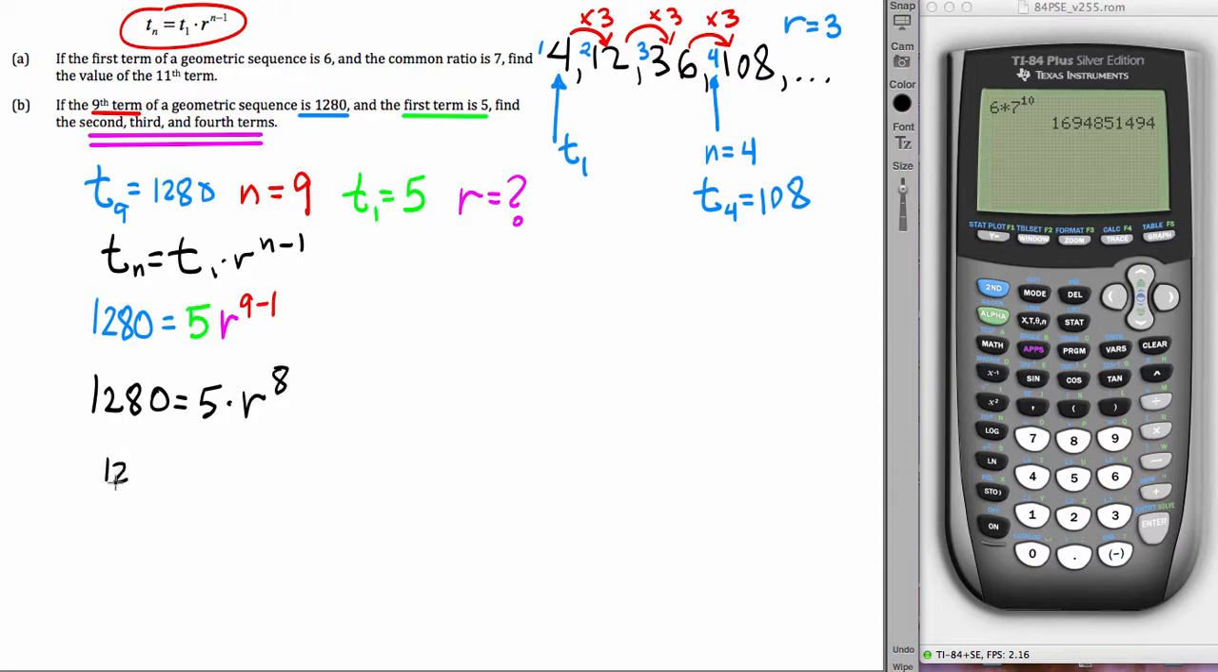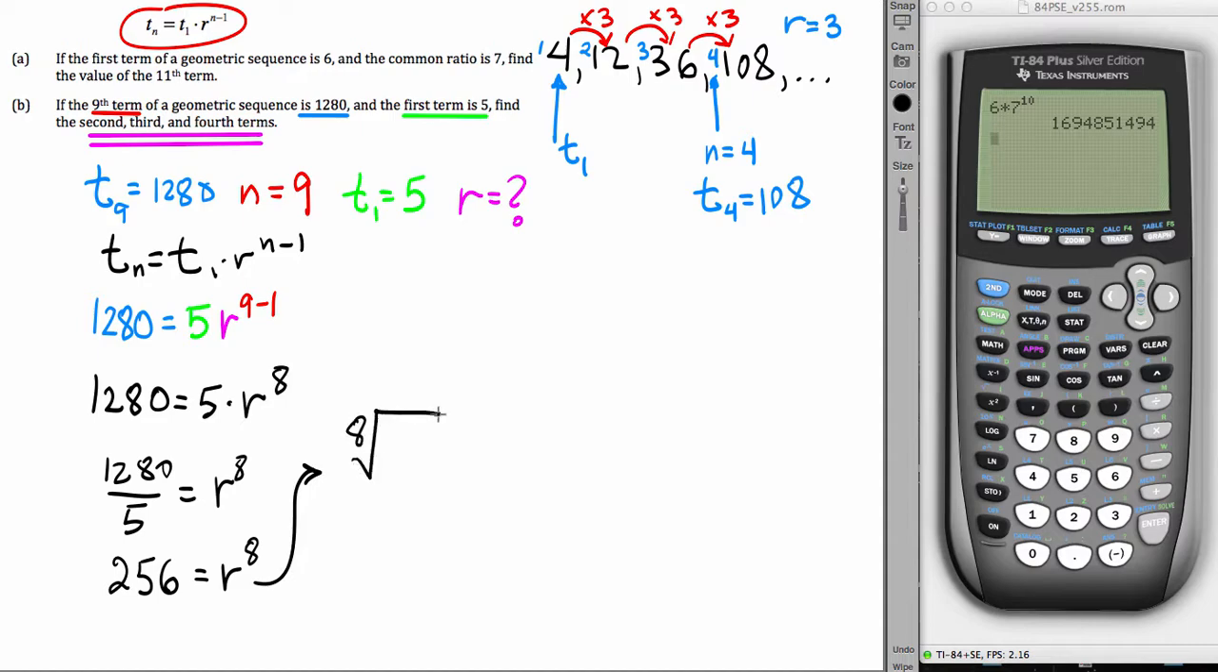Next step, 1280 divided by 5 will be equal to r to the 8th. And 1280 divided by 5 happens to be 256. If you have a good knowledge of powers, you know that 256 equals r to the 8th has as a solution r equal to 2. But if you don't have that knowledge of powers, what you can do is take the 8th root of each side of the equation. So the 8th root of 256 equals r.